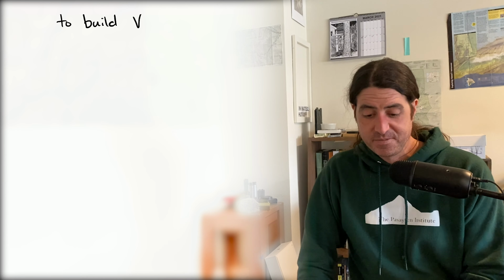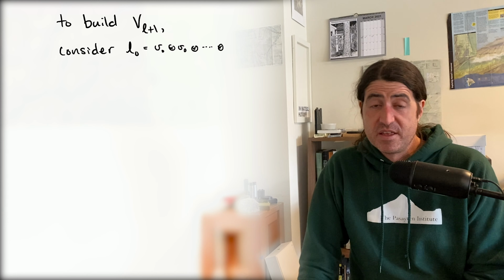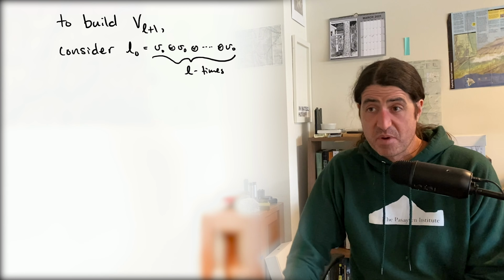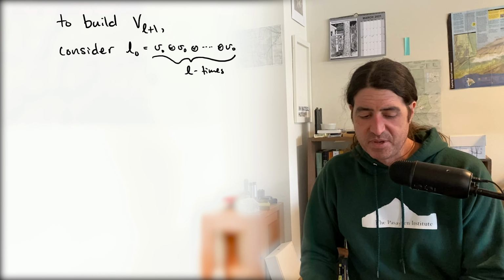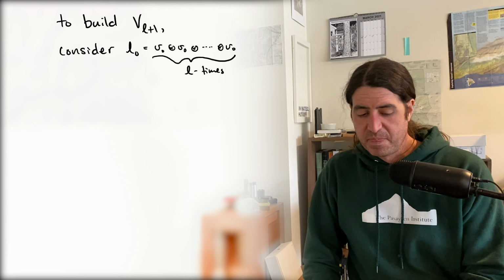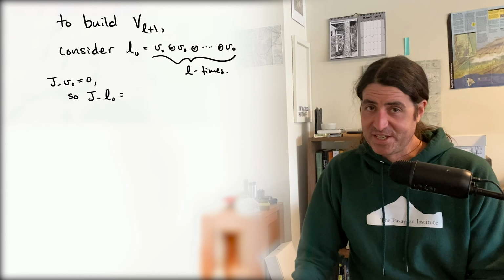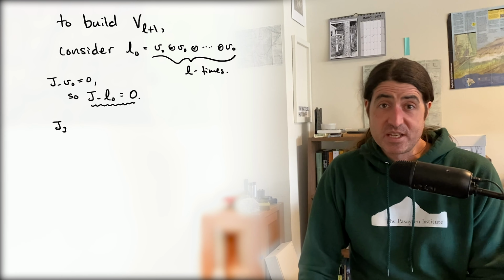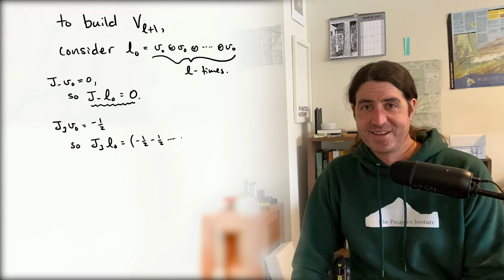So let's go ahead and construct the Lth SU2 irreducible representation, which we'll call VL plus 1, by considering J plus acting on this element L sub 0 given by L copies of V0. Now, I'll just summarize a bit of the information here. So hopefully it's pretty clear that J minus on L0 is 0, and that J3 acting on L0 is L times -1/2.